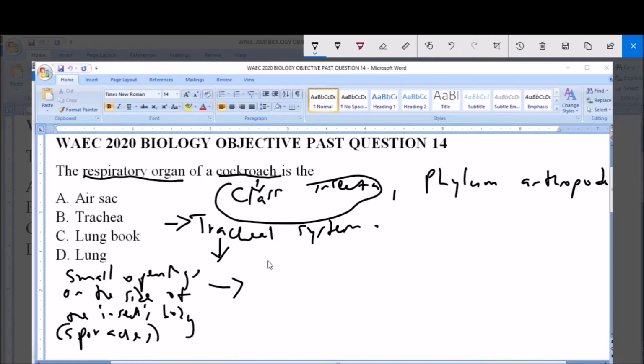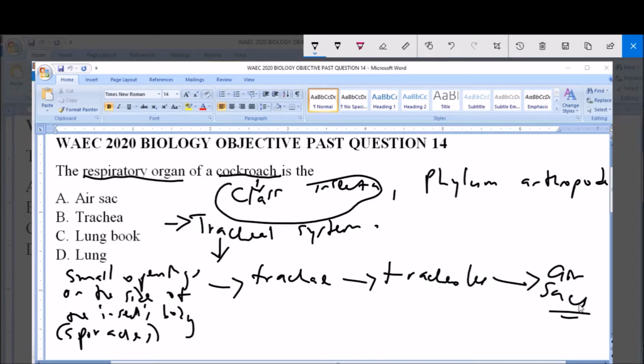Now these spiracles open into trachea and then into smaller channels known as tracheoles. Now in most insects, the tracheoles lead to air sacs, and these air sacs can majorly be described as the sites or the major sites for respiration in the class Insecta or in insects in general.